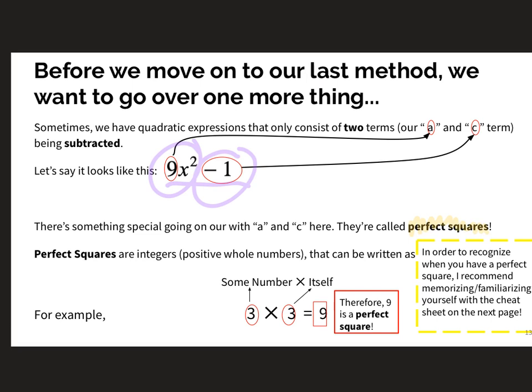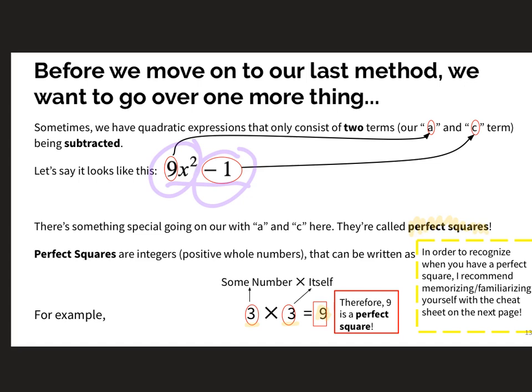A perfect square is an integer, so a positive whole number, that can be written as some number times itself, right? So let's look at something like 9. 9 is a perfect square because you take some number, like 3, and multiply it by itself, 3 times 3, and you get 9. So 9 is a perfect square.